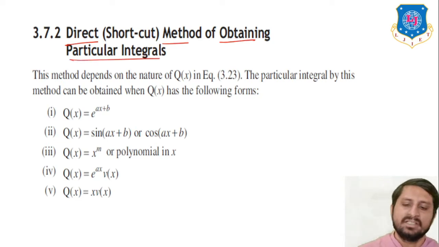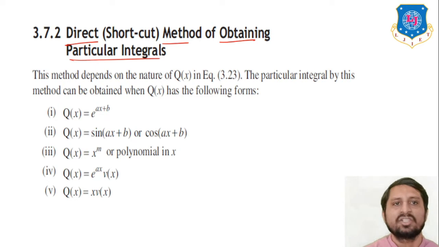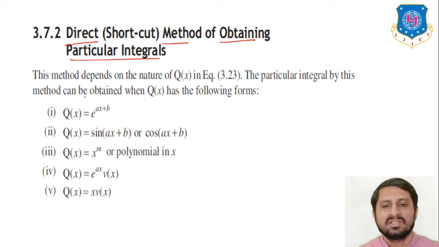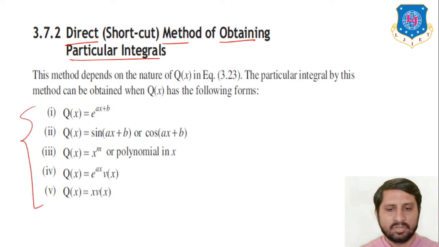Today we will discuss a very important method, the direct method of obtaining the particular integral. The direct method is important because for the method of undetermined coefficients and the method of variation of parameters, the Q(x), the right side function, is very important, and they are quite tricky methods. This direct method is quite easy for some of the functions, so first there are normally five cases.